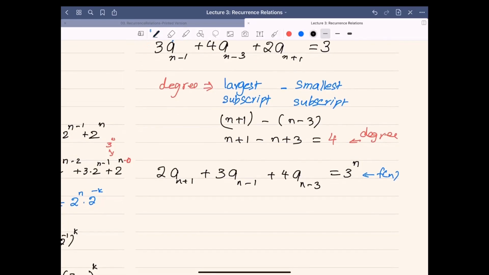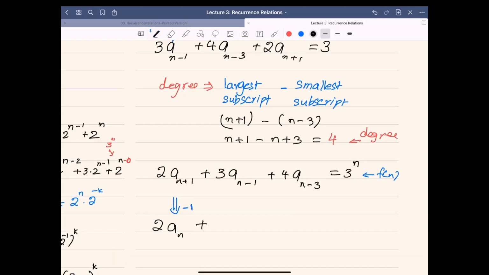If I want to write it in a standard form, I want to start the first one with a_n. So I want to have 2a_n, not starting from n plus 1. Again, observe that n plus 1, n minus 1, n minus 3 are ordered in descending order. How to get from this subscript into this? Notice if you subtract 1 from this subscript, you get n. So the idea is that you simply subtract 1 from the subscript.